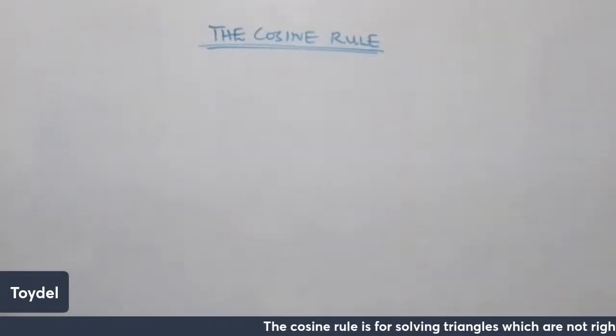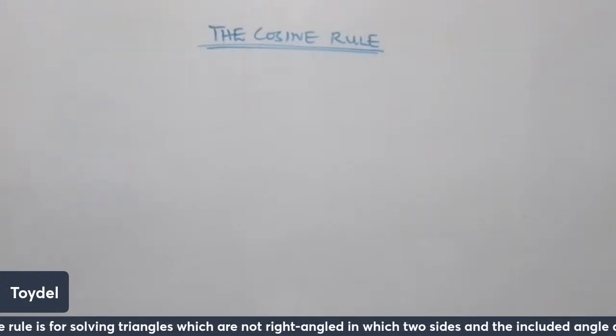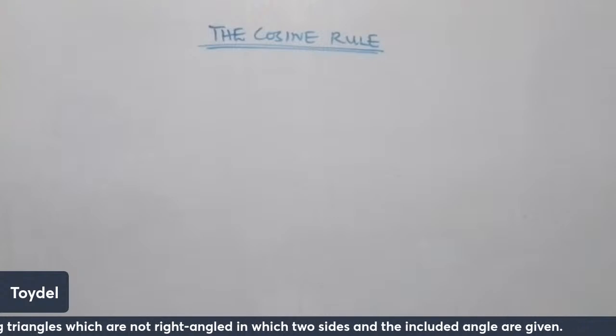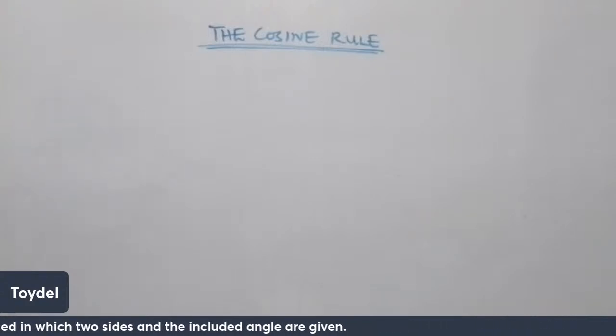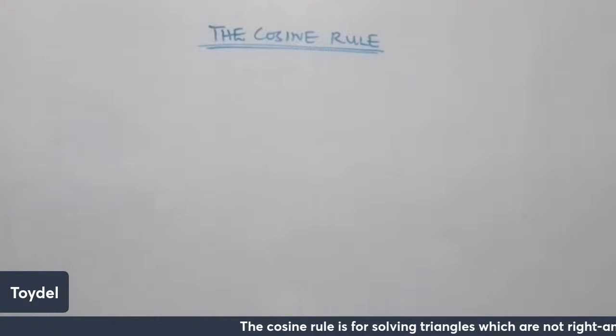Then when do we apply the cosine rule? The cosine rule is for solving triangles which are not right angled, in which two sides and the included angle are given. Or if you are given the three sides without any angle, we can apply the cosine rule to be able to solve such a problem.